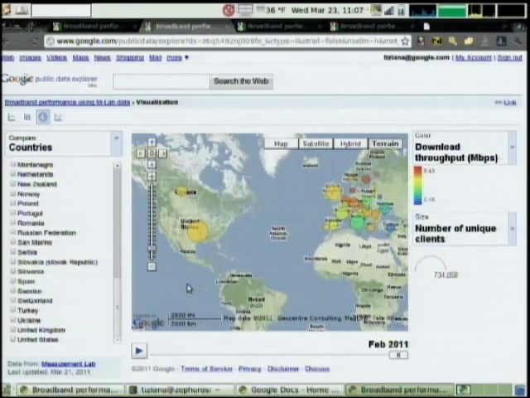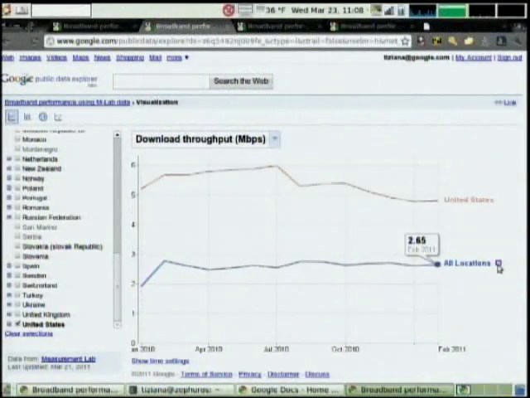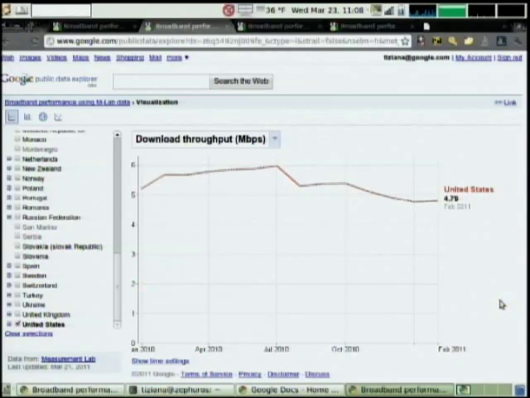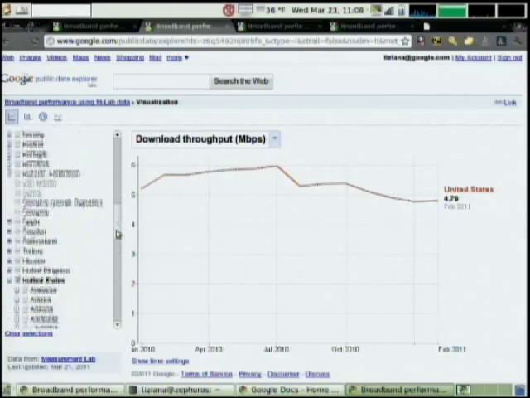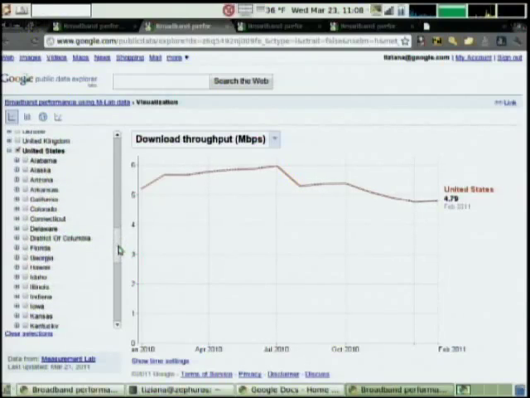So here's the U.S. Can we look at download speeds for all of the United States? So this is a median picture across the United States. We can see over time here that it has not changed very much. I mean, it's gone from 5 to 6 down to 4.79. It's not clear why we would see the median speeds going down unless there's some possible network congestion.